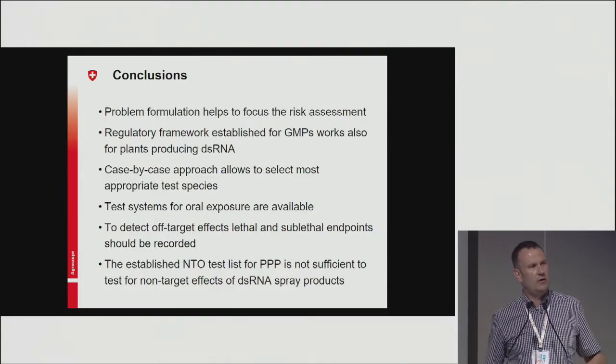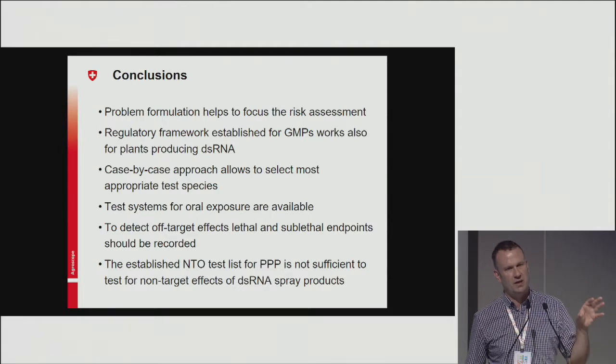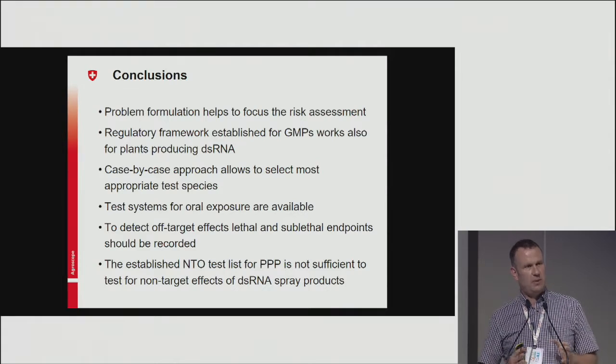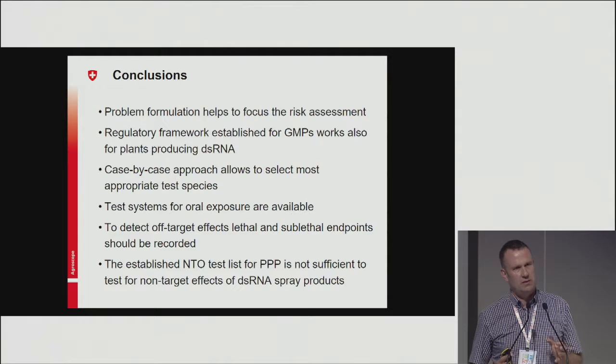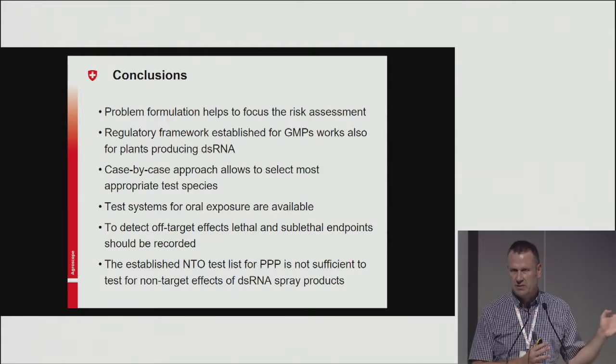So in conclusion, I showed you, Monica did a much better job, that this problem formulation, think what you are concerned about, think how this could be harmed, helps us to identify risk hypotheses that we can test. For the GM world, with all its flexibility, I think we are well set to assess the non-target risks of double-stranded RNA expressing plants. The case-by-case approach allows us to select the most appropriate species. We have test systems available for the Bt plants. We use them all the time globally. The amendment I would make is to put some more focus on sublethal endpoints for the reasons I elaborated.